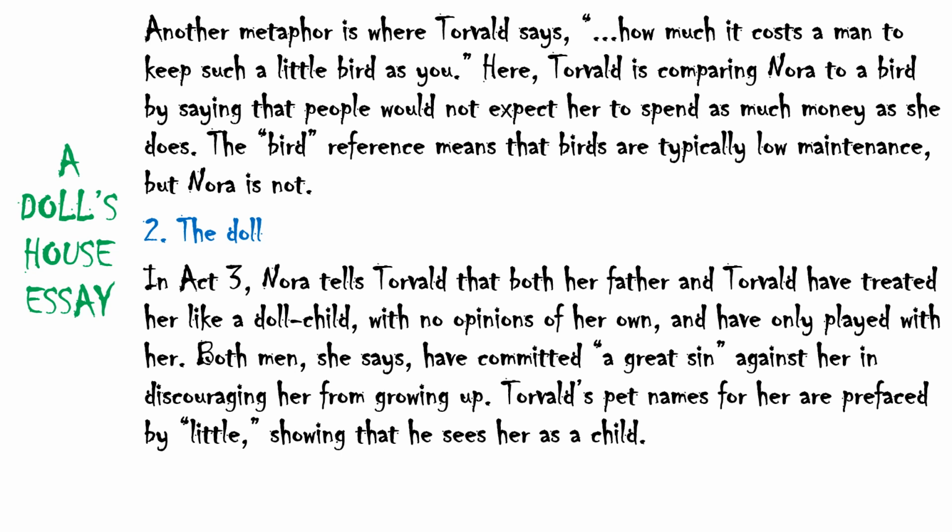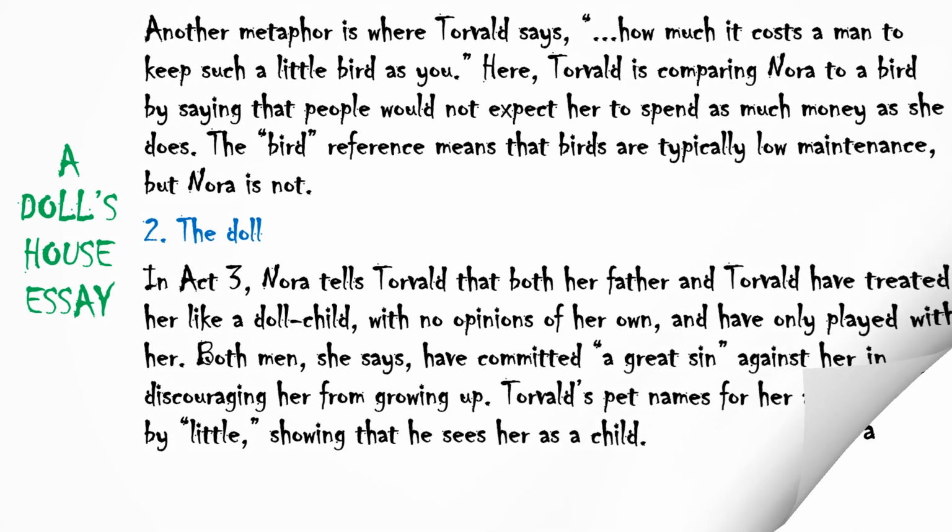The doll. In Act 3, Nora tells Torvald that both her father and Torvald have treated her like a doll child, with no opinions of her own, and have only played with her. Both men, she says, have committed, and I quote, "a great sin against her" in discouraging her from growing up. Torvald's pet names for her are prefaced by "little", showing that he sees her as a child.